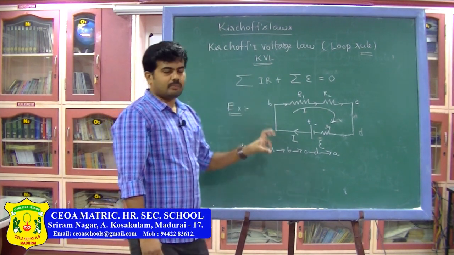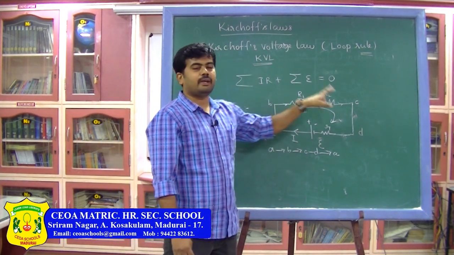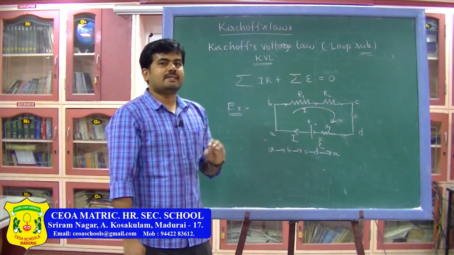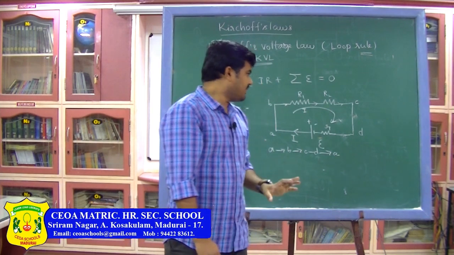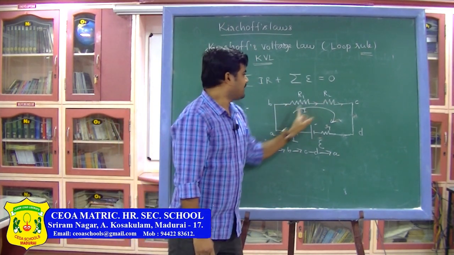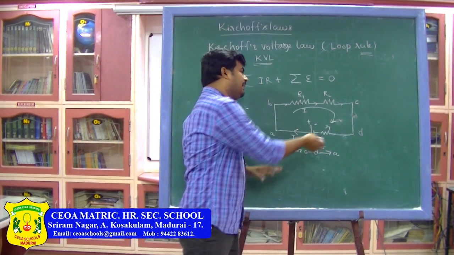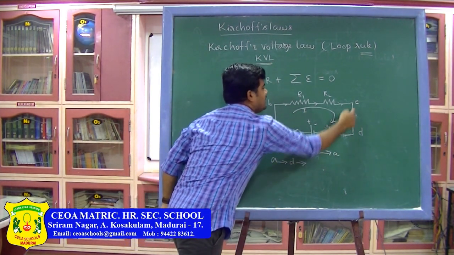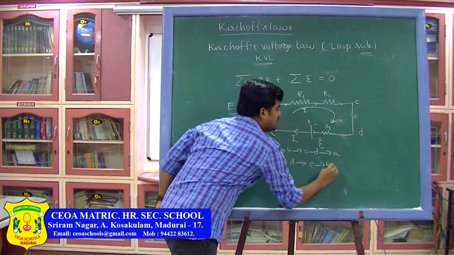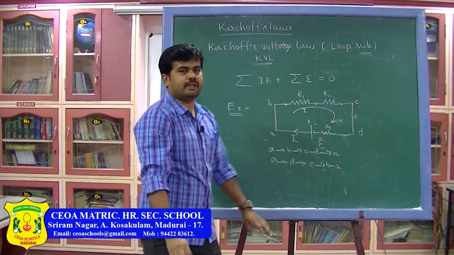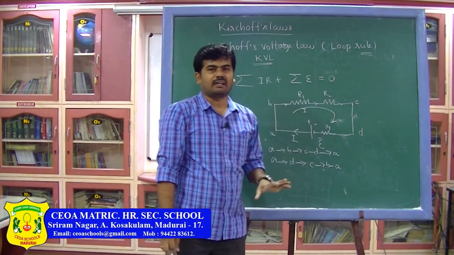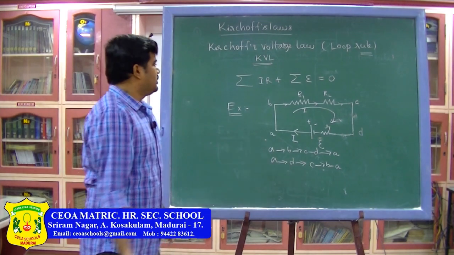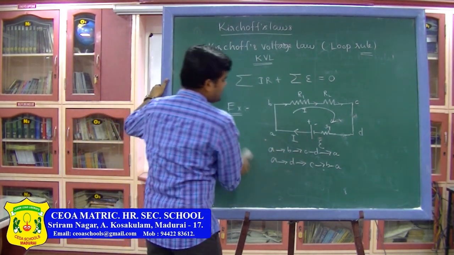Now, taking that summation, you have to be very careful about which is to be taken as positive and which as negative. For that we need to follow some sign conventions, which is a very important thing. Remember, here I selected a clockwise loop, but I can also select an anti-clockwise loop, that is A, D, C, B, A. Any loop we can select, but you have to follow proper sign conventions. Now, let us see how to take the values.